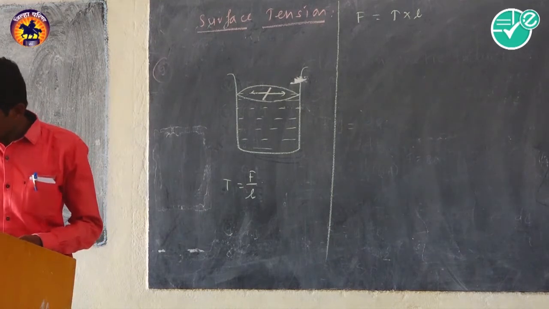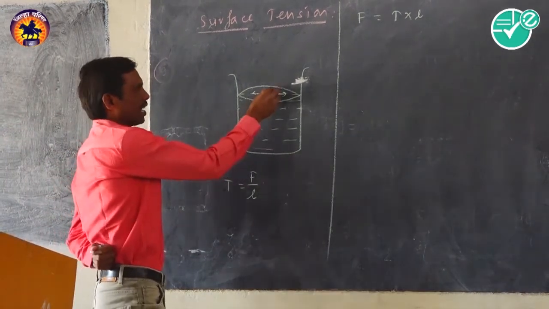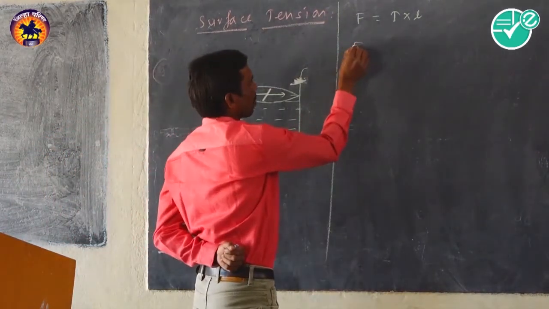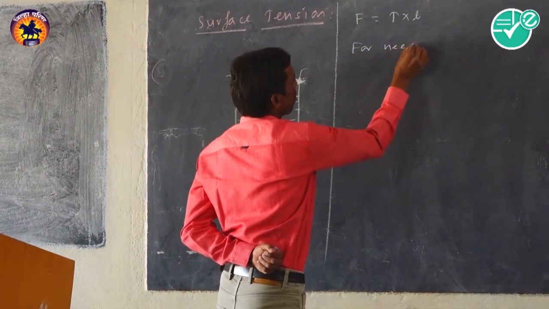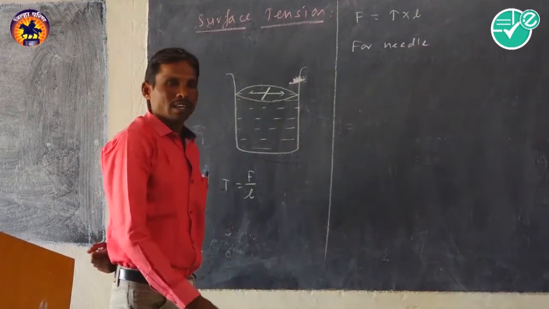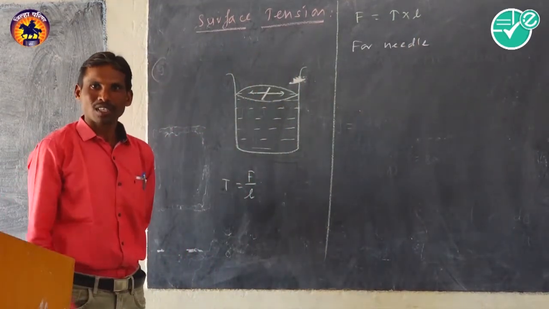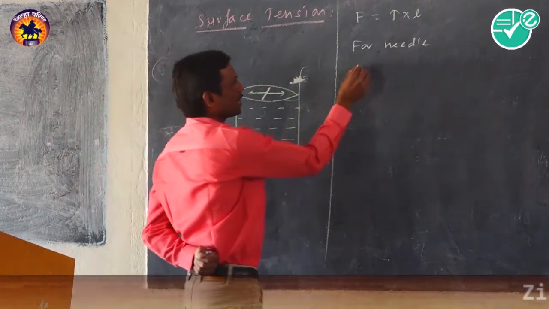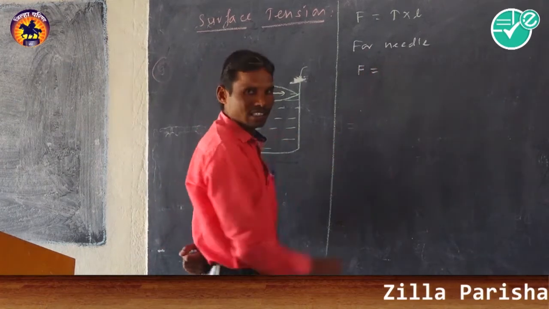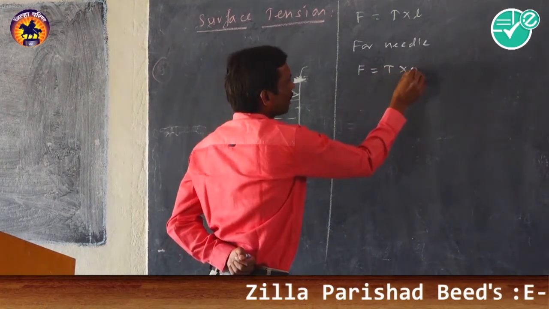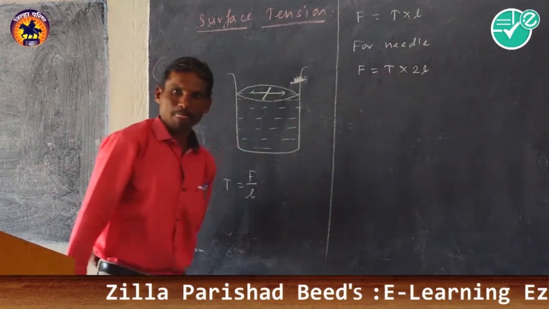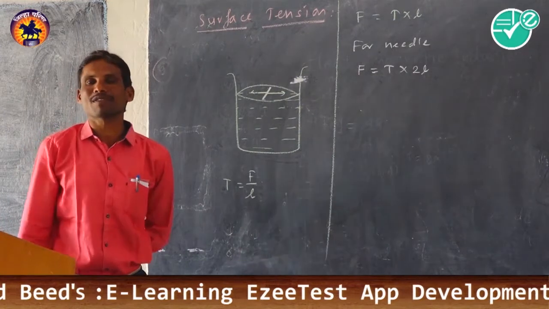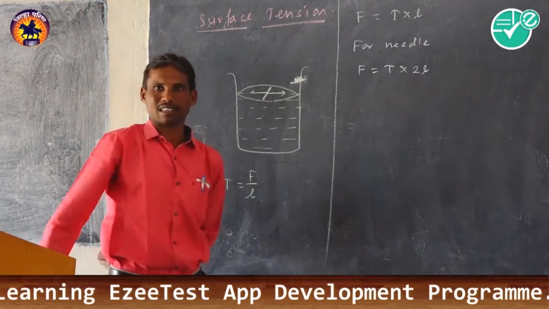Now consider a needle that is placed carefully on the free surface of the liquid. The needle has two sides that are in contact with the free surface of the liquid. So in this case the force experienced by that needle is surface tension of the liquid into twice L, because there are two sides in contact with the free surface of the liquid. Here L is the length of the needle.